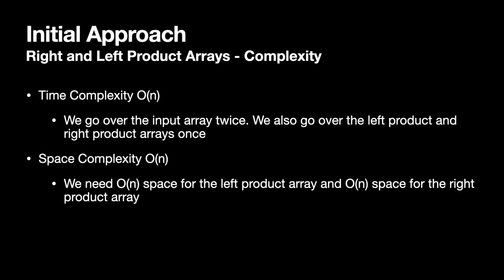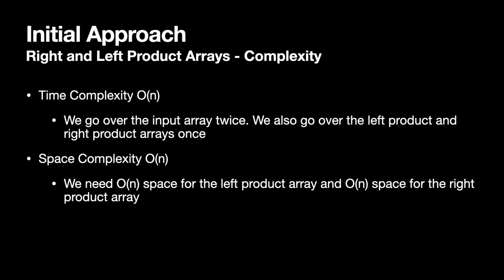After that, we went over those two arrays once at the same time to build the answers array. Given the left and right product arrays will be the same size as the input array, the time complexity will be O of 3n, which simplifies to O of n. The space complexity of this approach will be O of n, as our algorithm required additional arrays of length n.